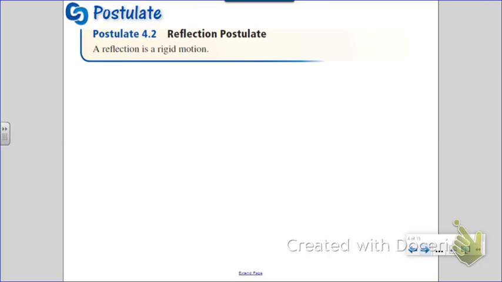A reflection is what is called a rigid motion. It does not change the size or the shape of the figure.